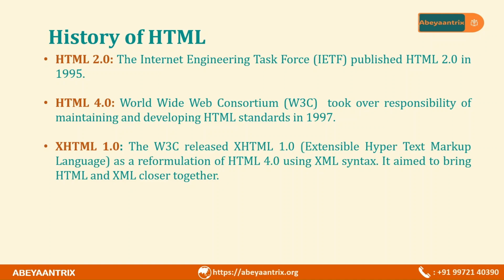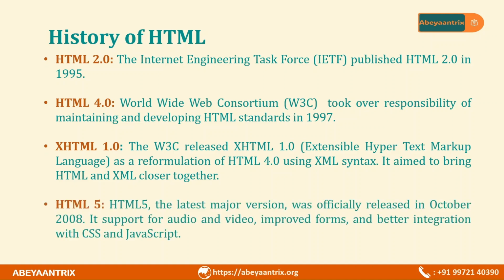Next is XHTML 1.0, introduced in the year 2000. W3C released XHTML, which stands for Extensible Hypertext Markup Language. This was basically HTML written using stricter XML rules. They wanted to make HTML more structured and clean. So this is XHTML version 1.0.